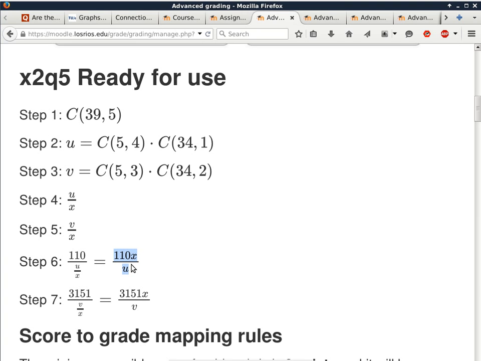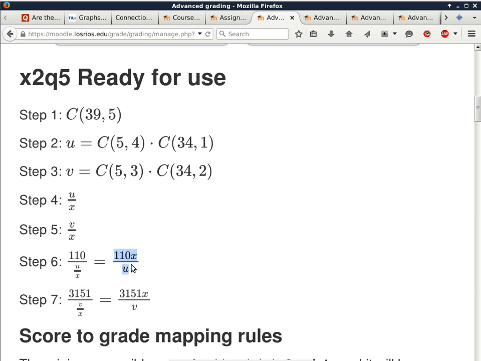So wouldn't u over x be equal to the ratio of 110 over the total number of tickets? Yes. So in order to come up with a formula for the total number of tickets sold, this would be the equation to use. Is that okay or not?